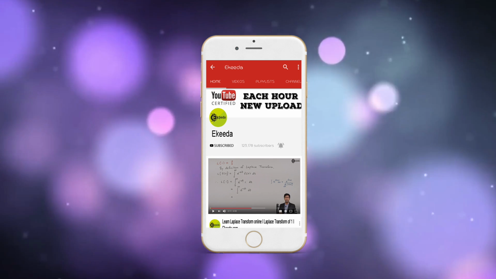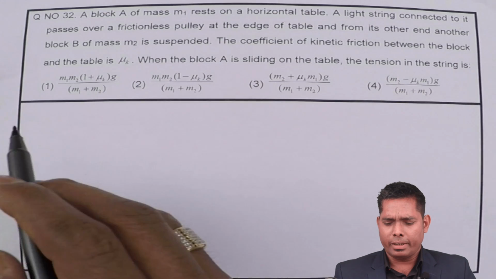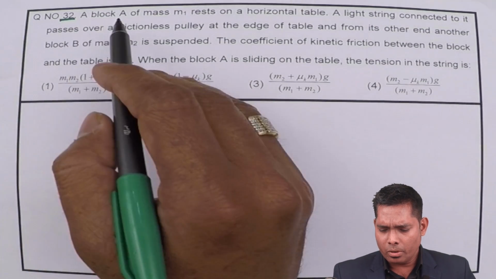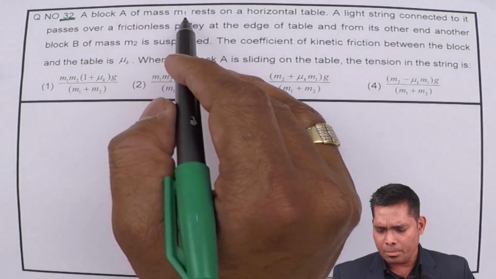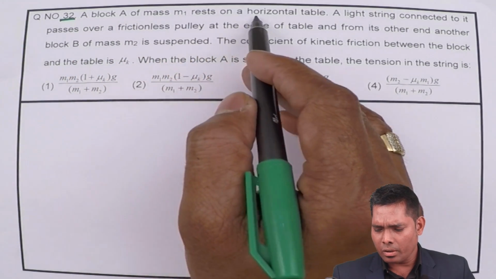Students, let us solve the next question, number 32 of NEET Physics paper 2015. It says block A of mass M1 rests on horizontal table.